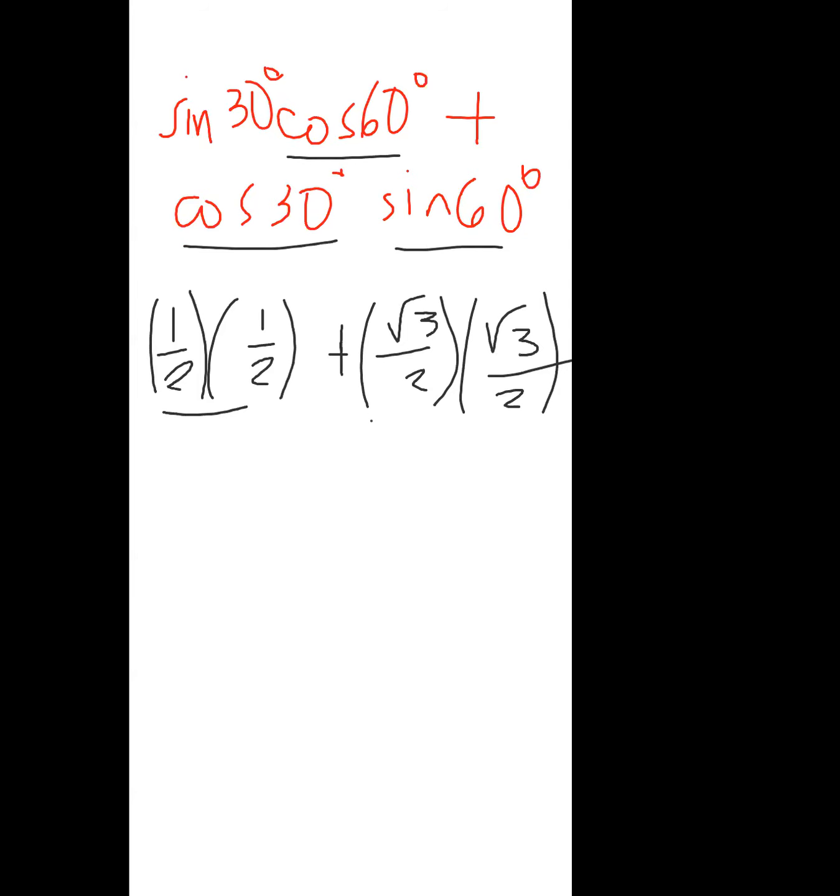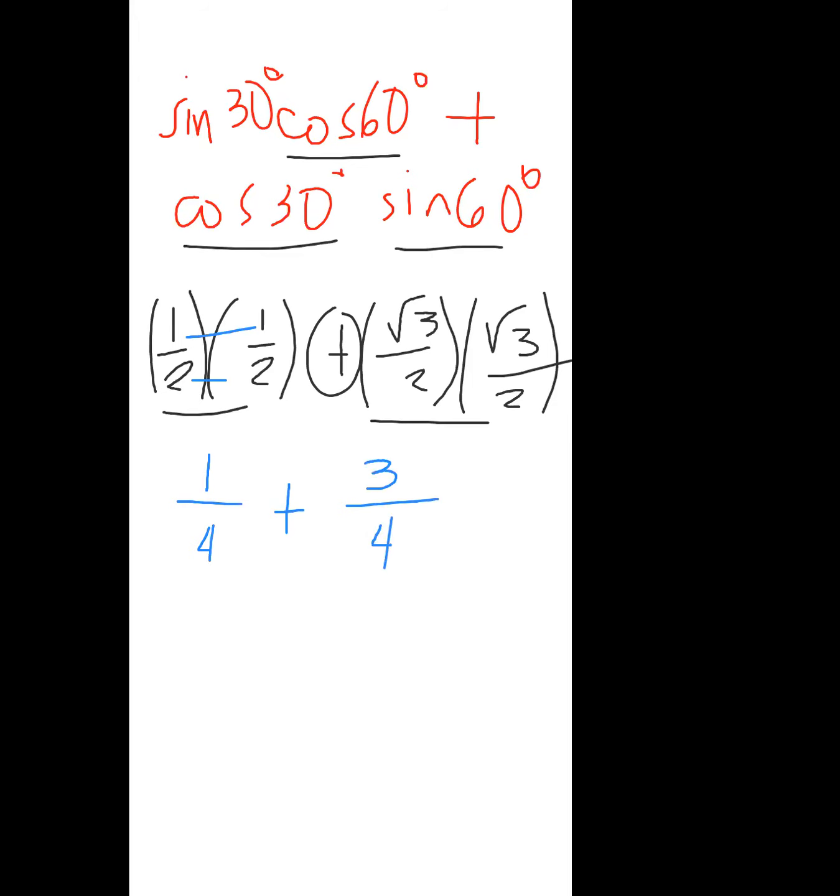I-multiply muna natin sila bago natin sila i-add, kasi yun yung sa PEMDAS rule, di ba? Yung nasa grouping symbols muna, or mauuna yung multiplication kaysa sa addition. So, 1 half times 1 half, kailangan natin gawin is multiply numerator times numerator, denominator times denominator. 1 times 1 is 1, 2 times 2 is 4. Plus, square root of 3 times square root of 3 is square root of 9, or 3. And then 2 times 2, we have 4.